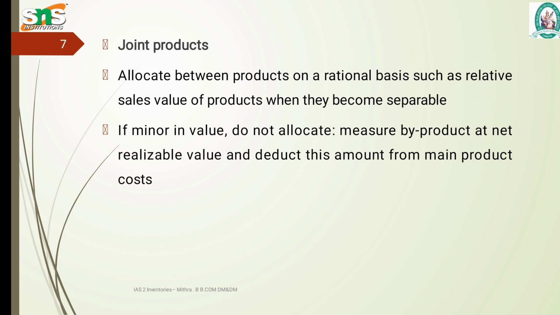If the value is minor, do not allocate, which means measure the byproduct at net realizable value. In joint products, the byproduct is measured at net realizable value only, and this amount is deducted from the main product cost, and always only from the main product cost. This is known as joint product methodology.